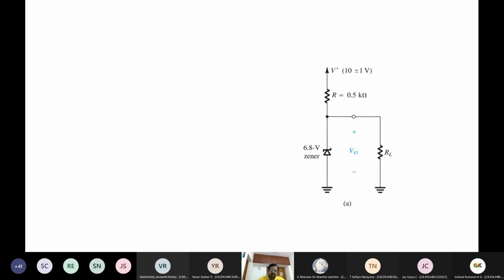This class continues from where we left off in the morning, and we are going to continue with that problem. This is the regulator circuit with the load RL connected like this, and a series resistance to limit the current that flows, to keep it within the allowed power rating, and this is a nominal voltage plus minus the tolerance of 1 volt that could change.